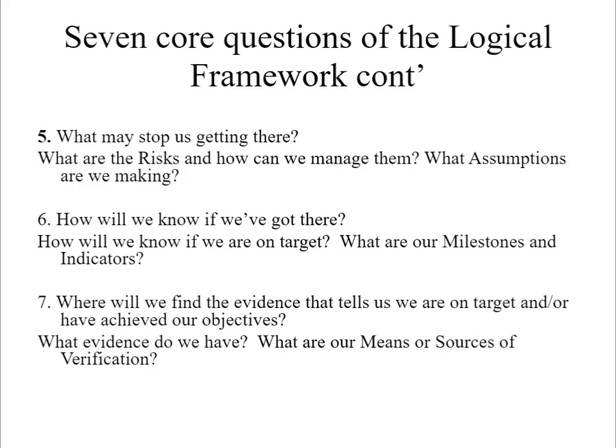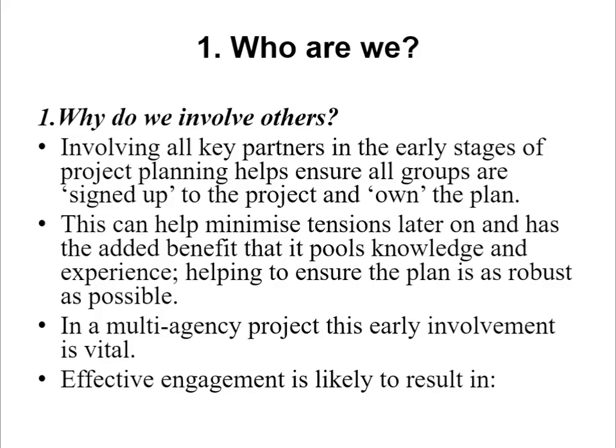Question number 6 is, how will we know if we have got there? Here, the focus will be on the milestones and indicators just to know if we are on target. The last question, question number 7, is where will we find the evidence that tells us we are on target and or have achieved our objectives? What evidence do we have? Here, the focus will be on the means or sources of verification just to know if the objectives formulated have been achieved.